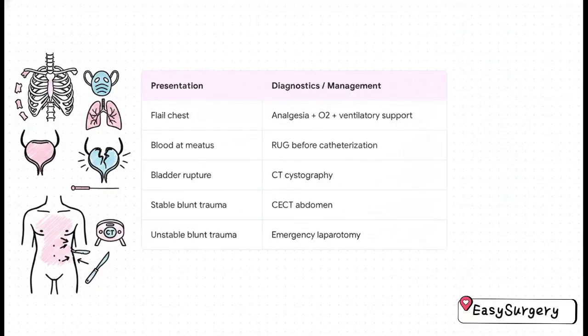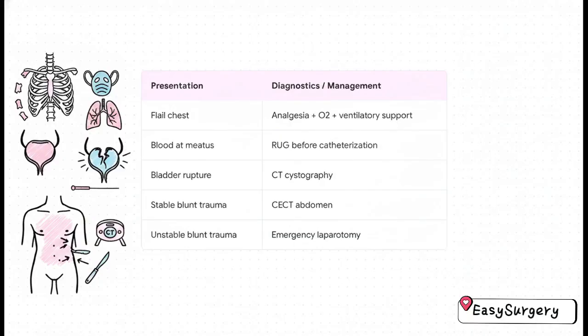Let's look at how we manage some other major trauma presentations. A flail chest needs solid analgesia, oxygen, and ventilatory support if they're struggling. We just talked about this, but it is so important it bears repeating. If you see signs of a urethral injury, like blood at the meatus, do a retrograde urethrogram before you even touch a catheter. If you suspect a bladder rupture, order a CT cystography.